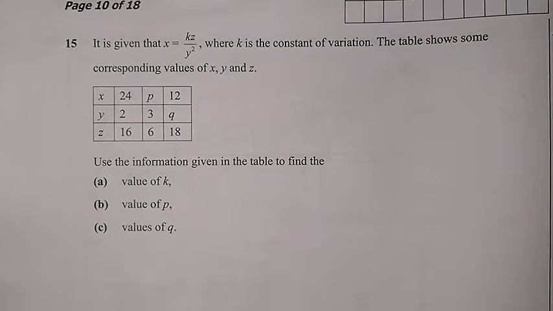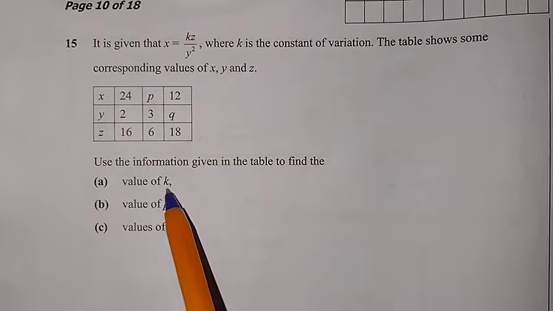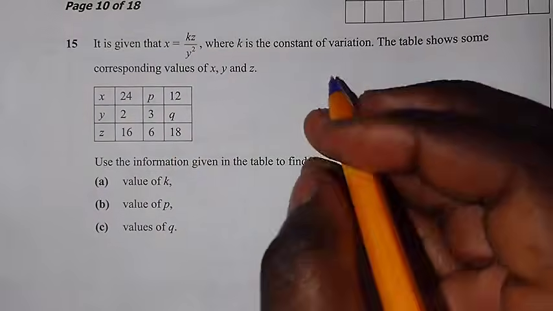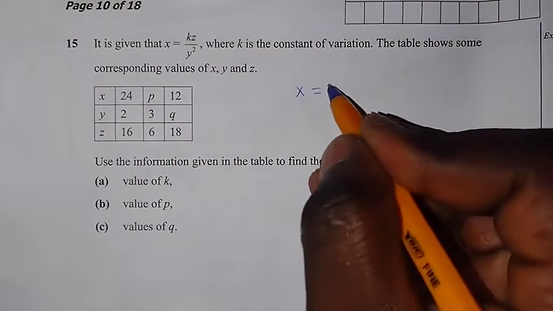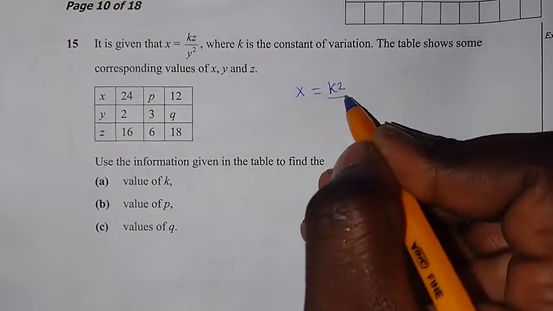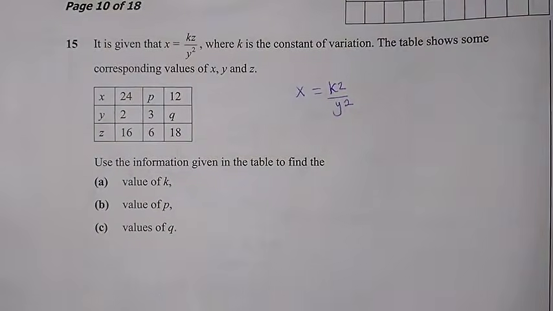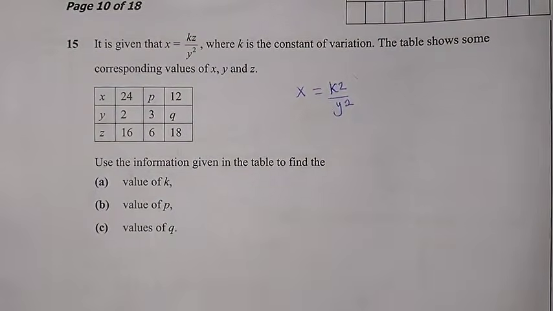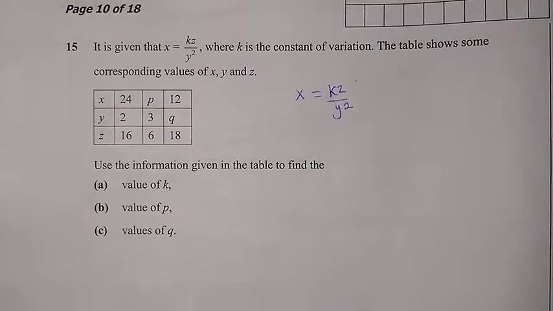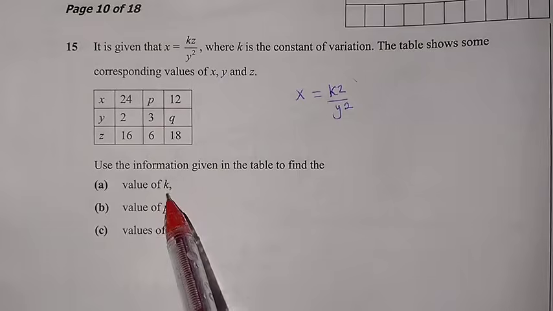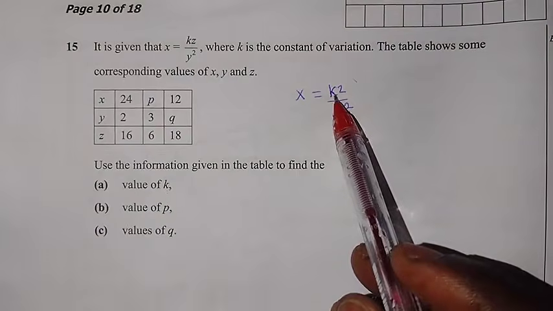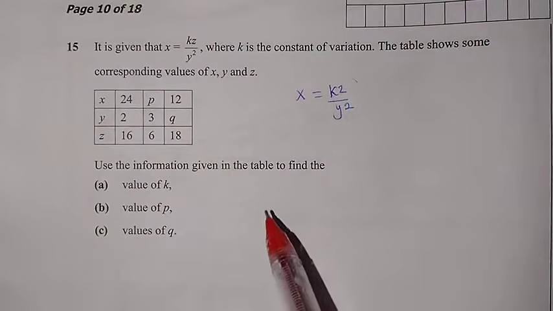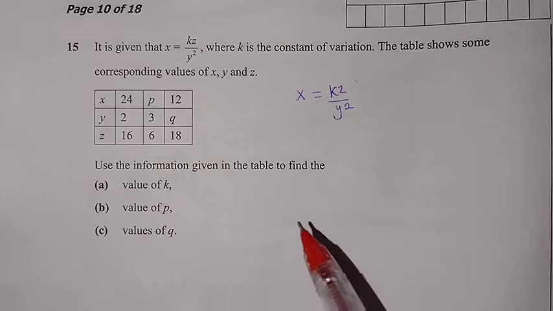So I am going to use the information in the table to find the value of k. Don't forget about this equation they have given you, which is x is equal to kz divided by y squared. We are going to be using the same equation. To find the value of k, which is the constant of variation, we are going to use the first values of x, y, and z.